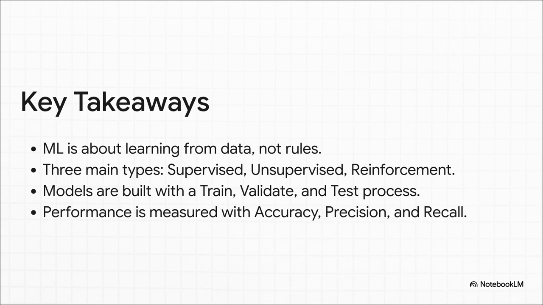All right, so let's do a super quick recap of what we've covered. First, machine learning is all about learning from data, not from a list of rules. Second, it comes in 3 main flavors: supervised, unsupervised, and reinforcement. Third, to build a model you can trust, you have to use that strict train, validate, and test process. And finally, you measure how good it is with smart metrics like precision and recall, not just simple accuracy.